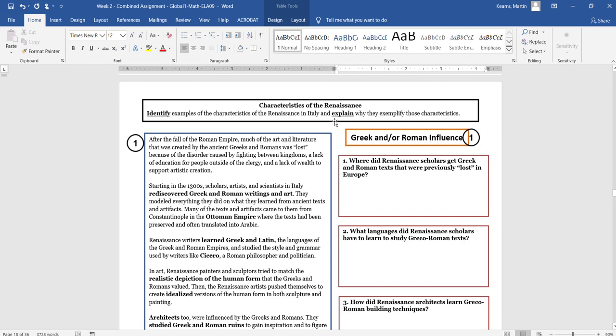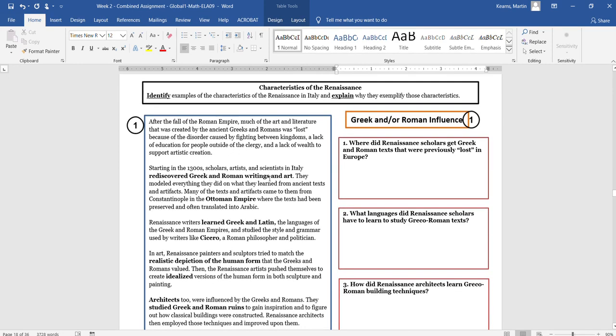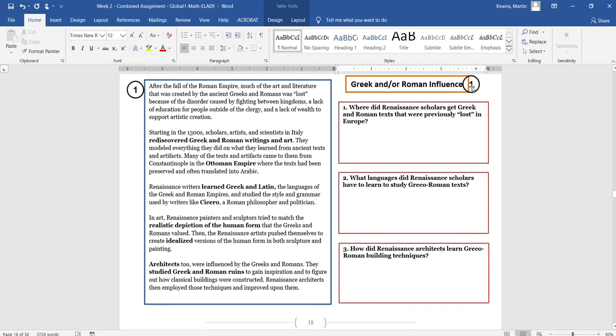Characteristics of the Renaissance. There's a good bit of text here I'm going to read to you as well. First, we're going to identify examples of the characteristics of the Renaissance in Italy and explain why they exemplify these characteristics. So the Greek and or Roman influence, number 1, corresponds with number 1, okay? So after the fall of the Roman Empire, much of the art and literature that was created by the ancient Greeks and Romans was lost.